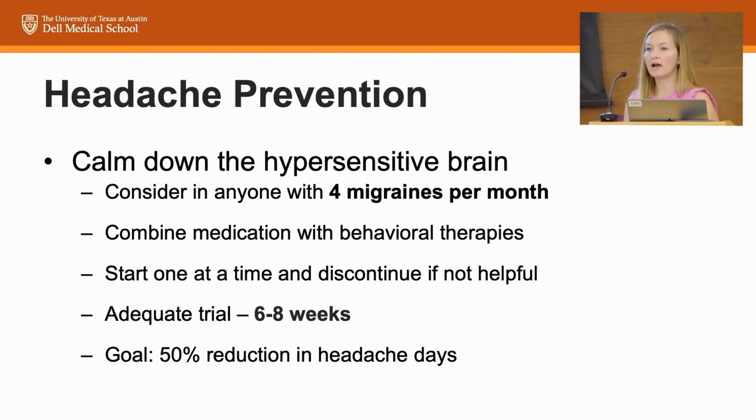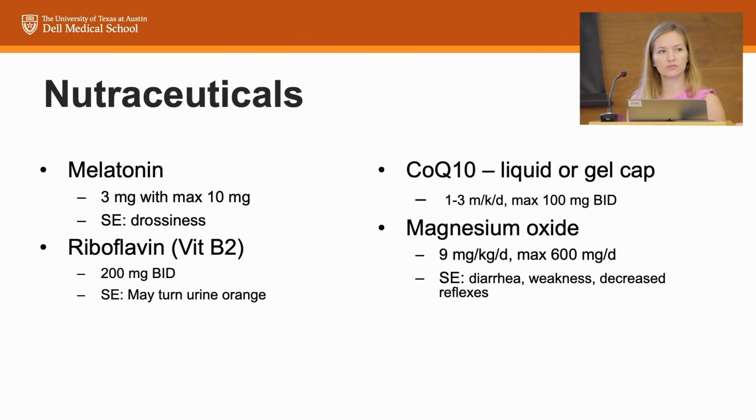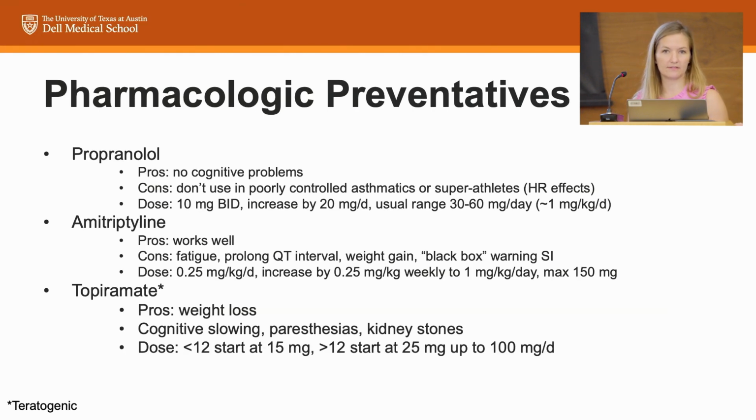But from that trial, the way that I have changed my practice is that I start all of my patients on a nutraceutical. There are 4 of them that have evidence that are helpful in migraine: melatonin, riboflavin, CoQ10, and magnesium. You can see the doses here. I start everyone, 6 to 8 week trial. I do one at a time, I don't combine them. If this is not helpful after a nutraceutical trial, if we haven't found benefit, I then turn to pharmacologic preventives.